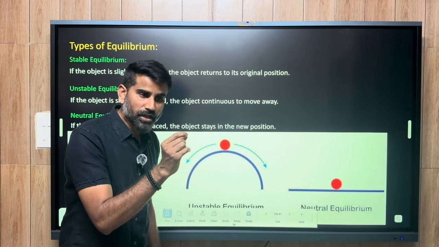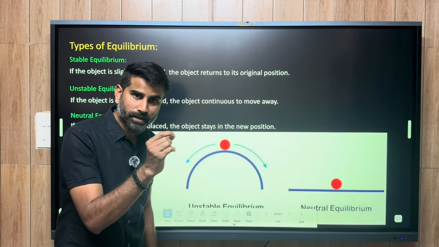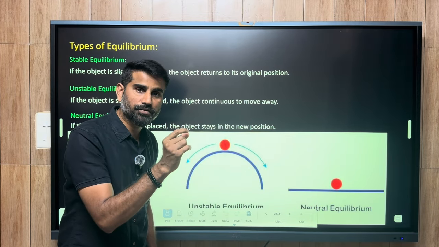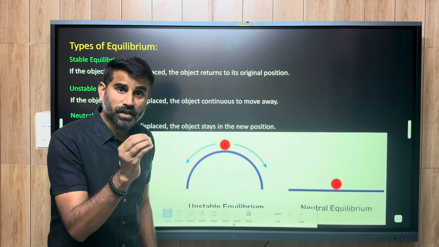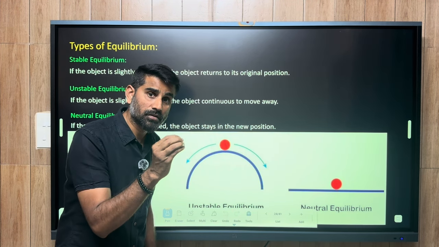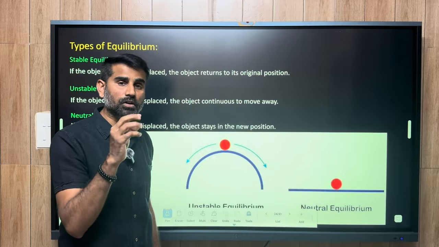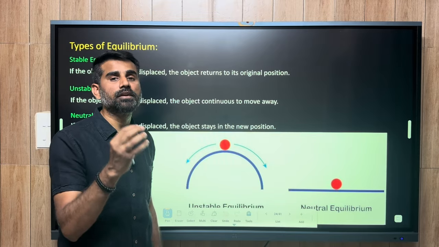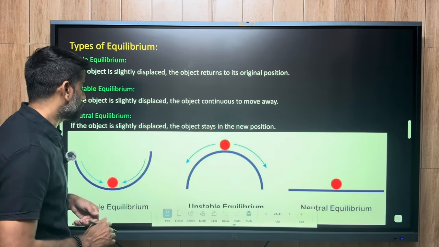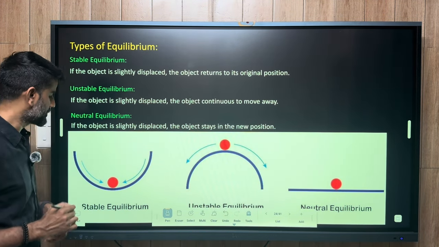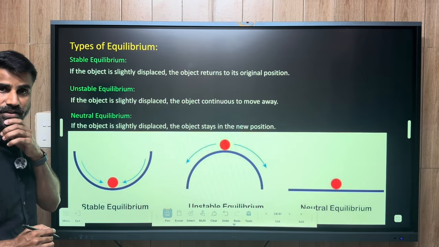If the object is displaced from the equilibrium position slightly, then the object tries to come to the equilibrium position, then we say that type of equilibrium is stable equilibrium. As you can see in the first illustration, we have the stable equilibrium illustration.